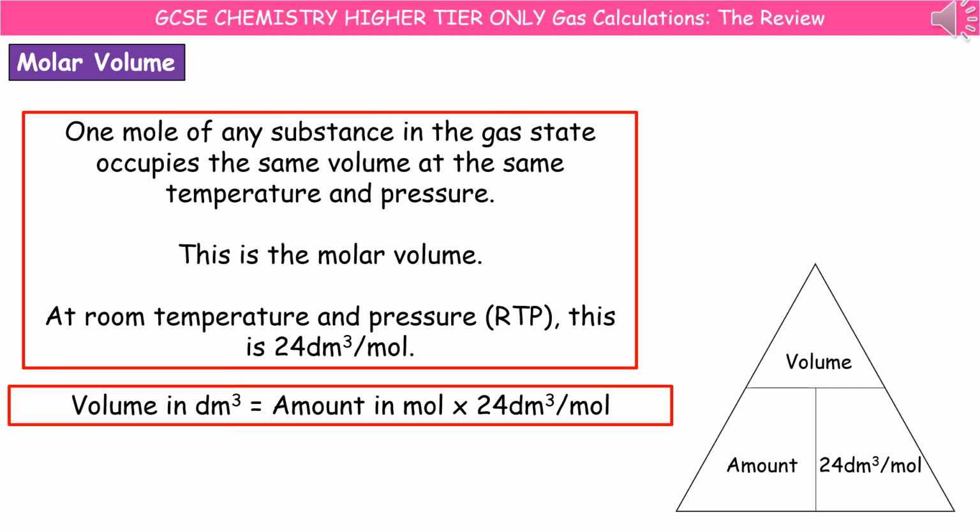Last bit of our chemistry check today is gas calculations. So 1 mole of any substance in the gas state occupies the same volume at the same temperature and pressure. So this is known as the molar volume. And at room temperature and pressure, this is 24 dm cubed per mole. So again, a little equation to remember at the bottom, volume in decimeters cubed is the amount in moles times 24 dm cubed per mole. So when they give you 5 moles and ask you the volume it occupies, it would be 5 times 24 and so on.